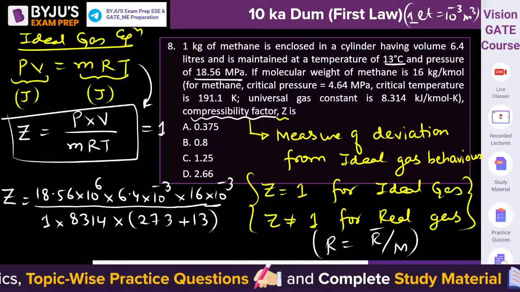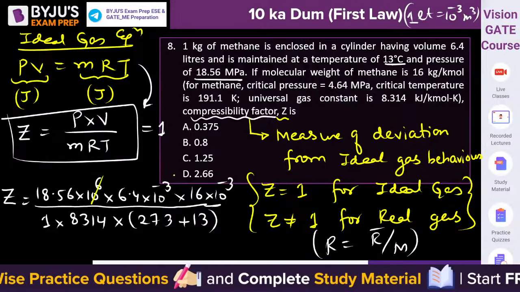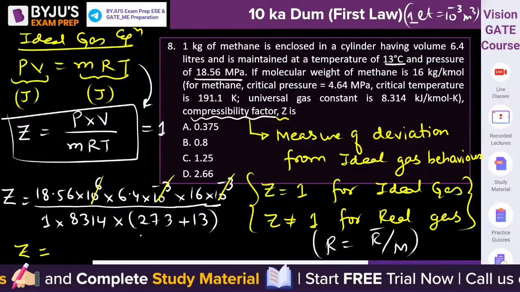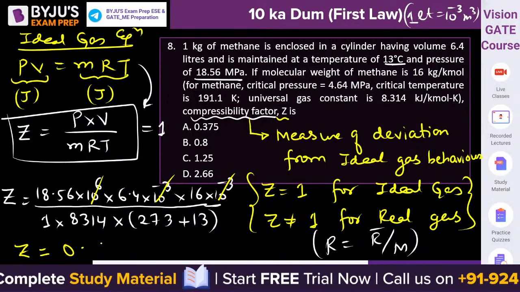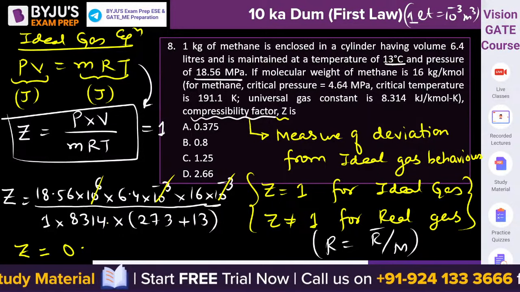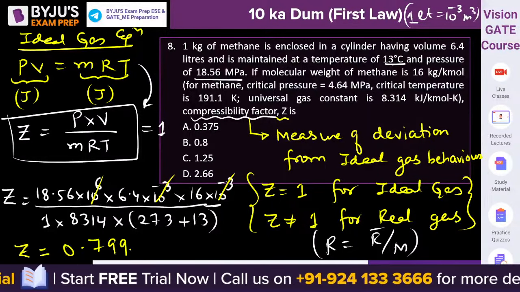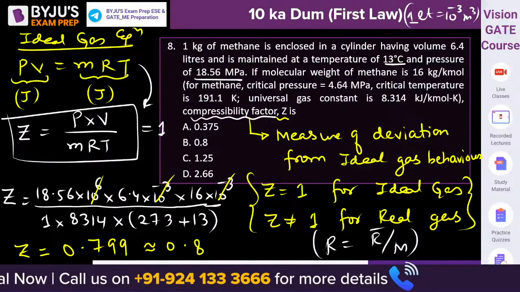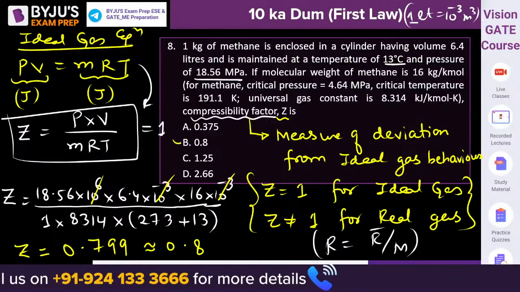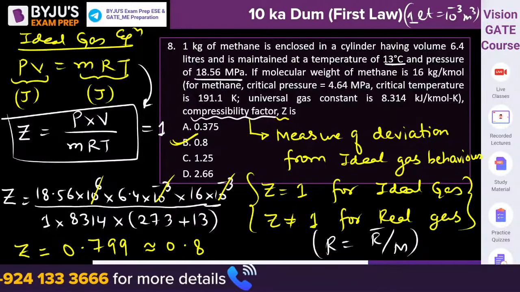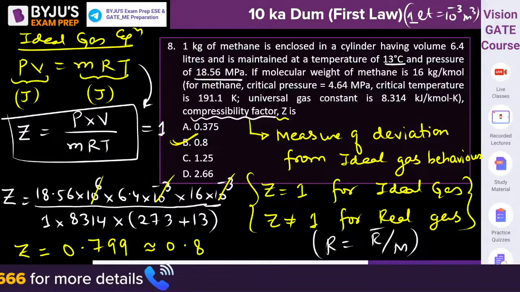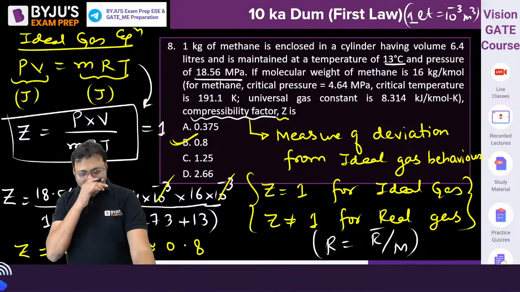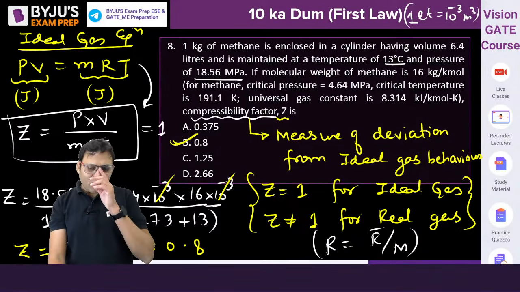How to convert one unit into another. This 10 to the power 6 gets cancelled out with this. What is the value of Z you will be getting? Are you getting something around 0.799? Are you guys getting 0.799? That is 0.8. B will be the correct answer. B will be the right answer. I hope you are able to understand the conversion of the unit.